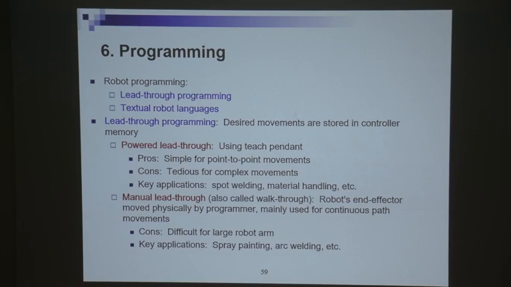So these are the read-throughs. The manual read-through will be difficult if you have a very large robot arm. You will find it very difficult to move the end effector of the robot manipulator when you have a very large robot arm. But the manual read-through will be very useful for continuous path movement.